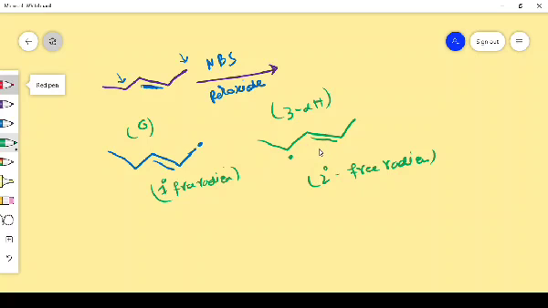So the major product will be here, right? The major product that we will find will be like this, right? So bromine will add in this position, right? Because this is a 2 degree free radical, there are 3 alpha hydrogens, only there is a 1.